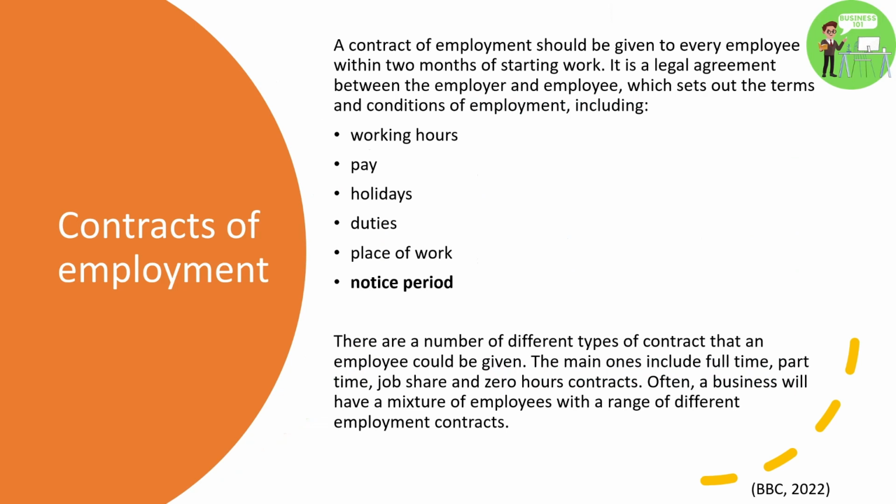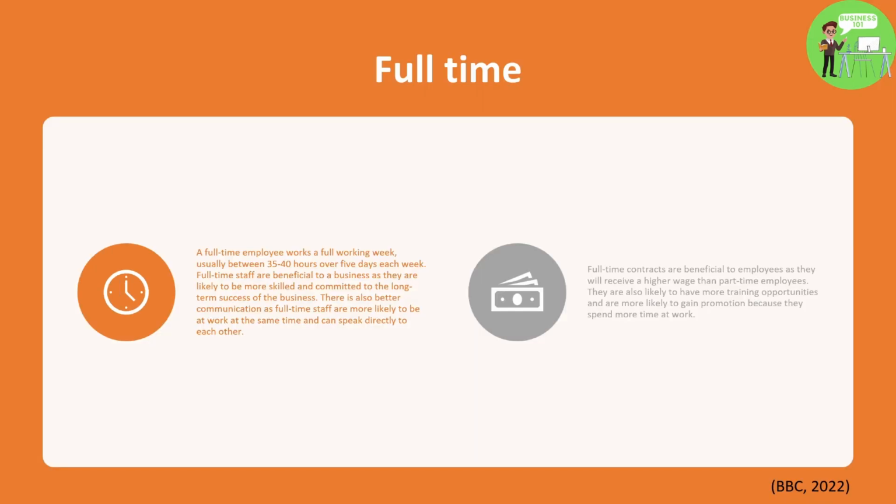There are a number of different types of contracts that an employee could be given. The main ones include full-time, part-time, job share, and 0-hour contracts. Often, a business will have a mixture of employees with a range of different employment contracts. Now let's go over them all, shall we?